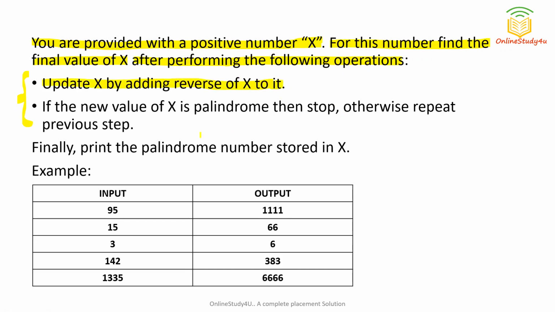What does it mean? It means that we have to update the value of variable x by adding the reverse of x to that value. If the new value of x is a palindrome, and a palindrome means the number is the same as its reverse, then what do we have to do? Then we have to stop. Otherwise, we have to repeat the previous step. So this was the previous step. Finally, we have to print the palindrome number stored in x. There are some examples given below.